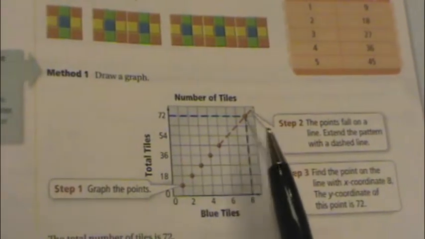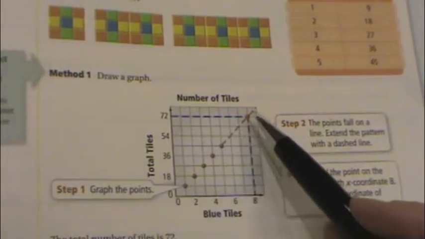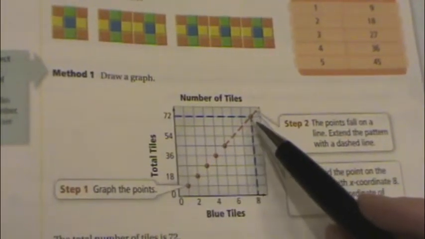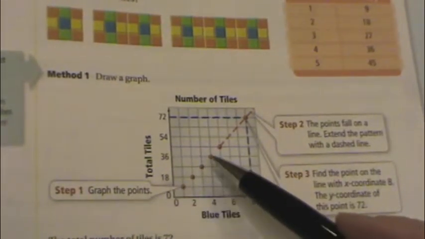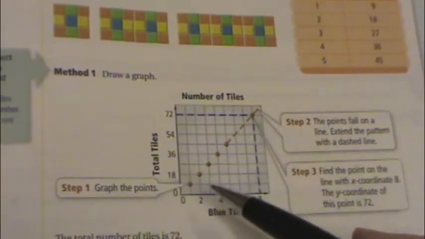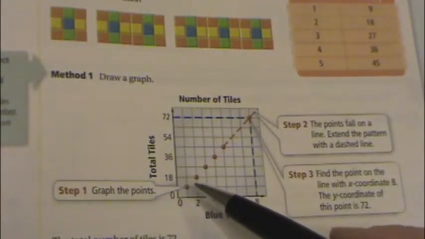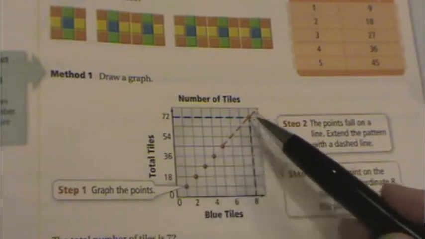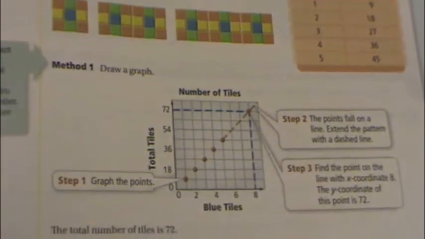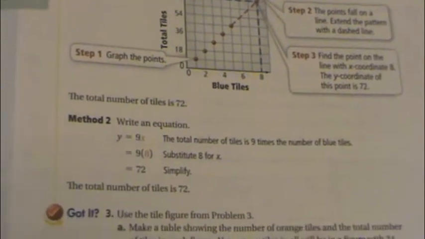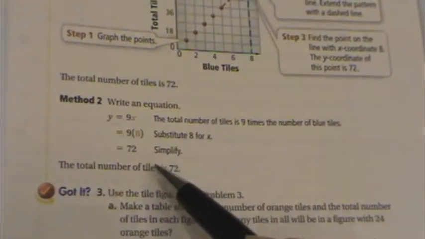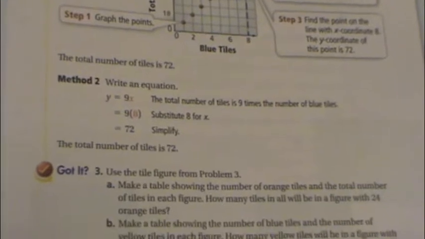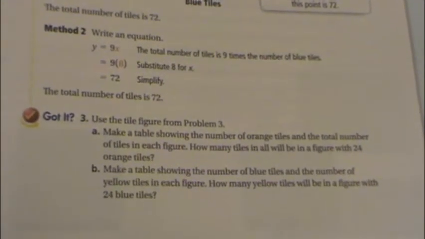You'll notice that they're making a big deal about this being a dotted line and not a solid line. Why is that? Because you can only have the solutions at those points. You can't, for example, have 1.5 blue tiles in the pattern. Okay, so you do the table, you've done the graph, you write an equation. Phew! Got it, number 3.